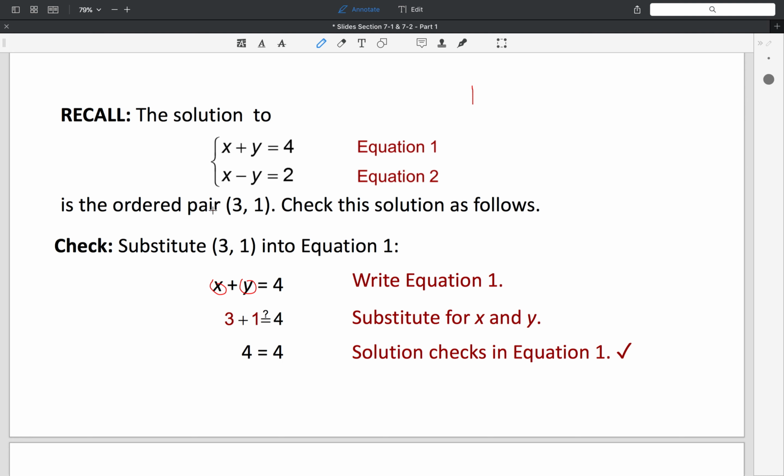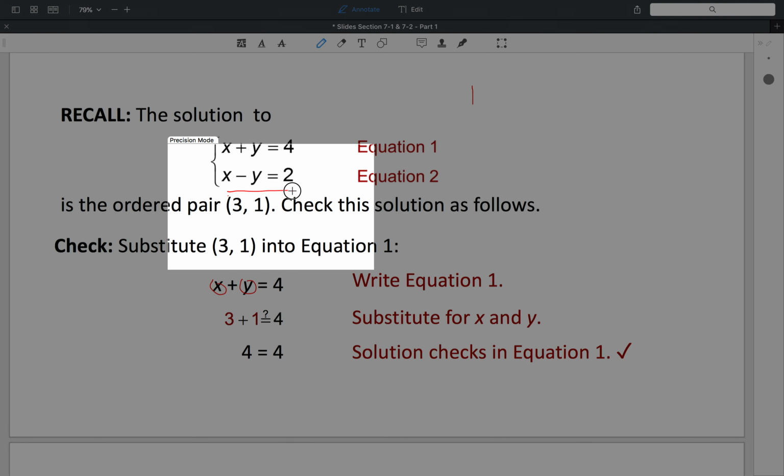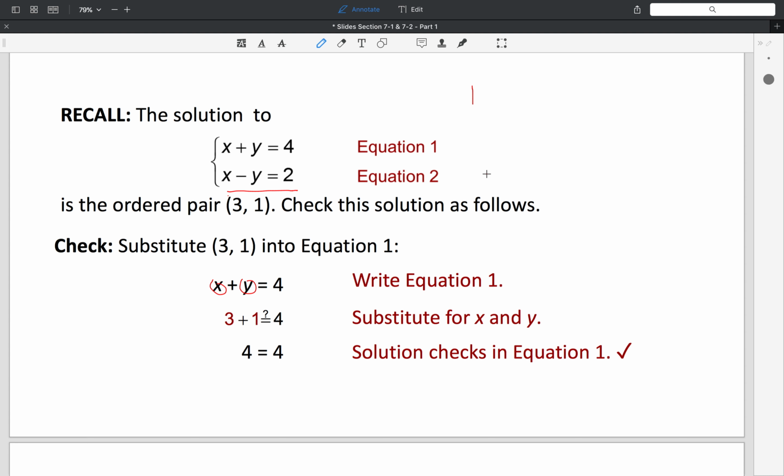And I could also plug it in this equation over here if I wanted, and I'll leave that to you to do. It'll work there too. So if you want to check fully, substitute in both equations. Usually just one is enough.